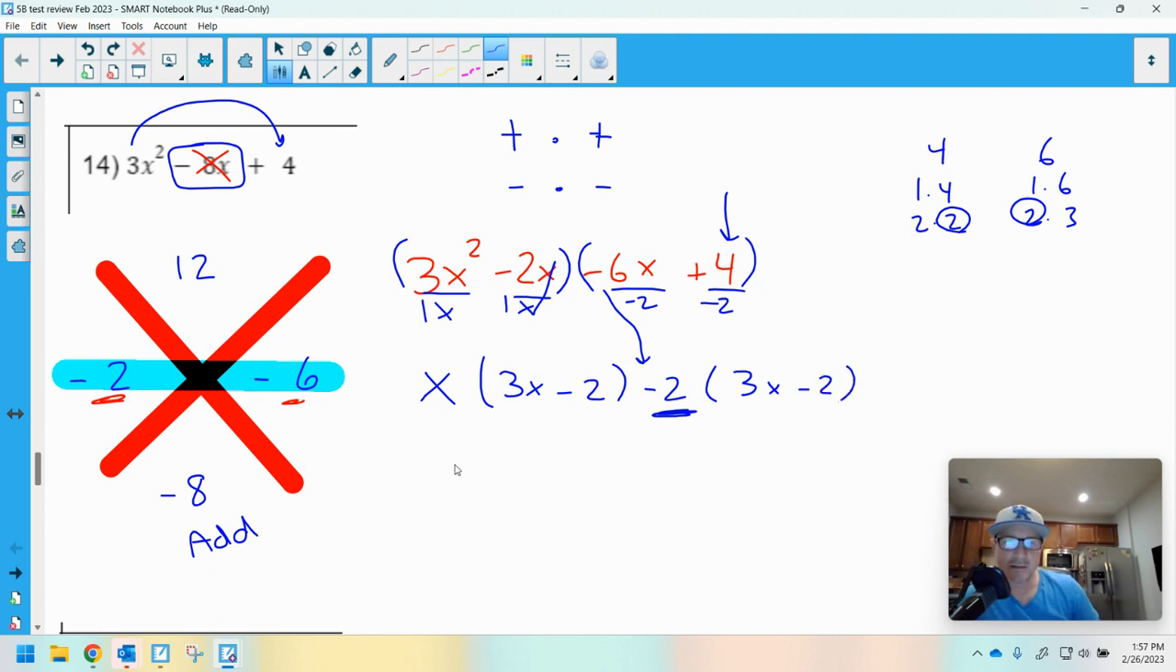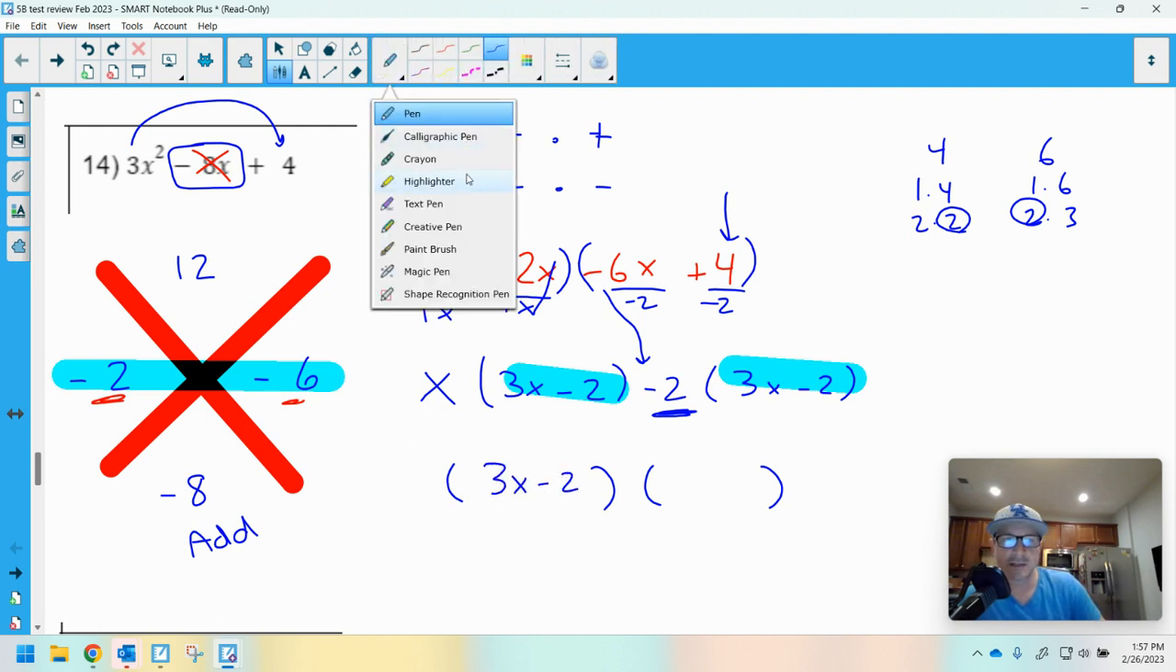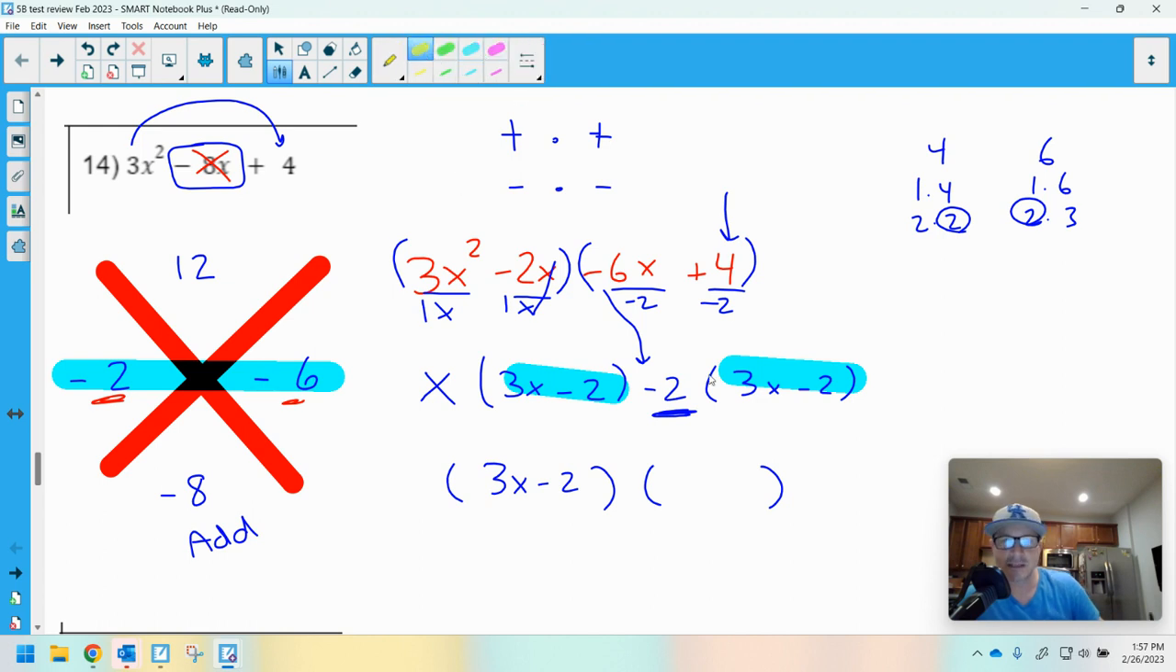All right, our final answer, 2 parentheses. One of your answers will be what you have in these parentheses. You just write it one time, 3x minus 2. Your other answer, if you imagine that these parentheses are gone, what you have is x minus 2. Let's go on. 15.